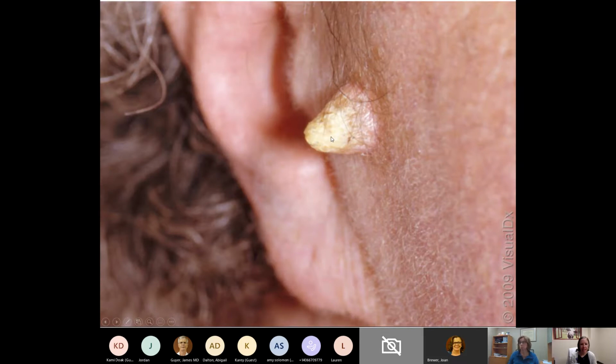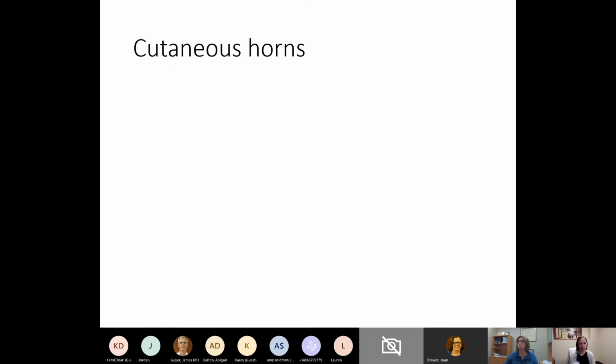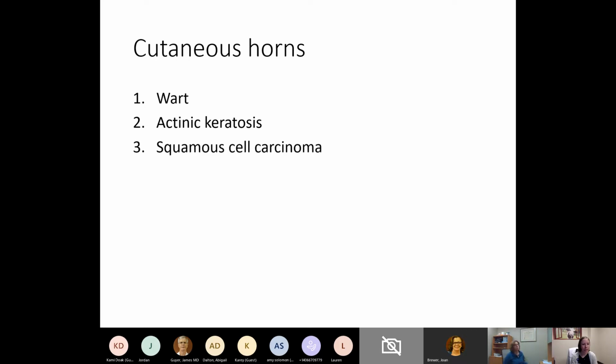It's made of really thick keratin. Sometimes they can be quite large, and I've seen multiple on someone's back. But the real danger is what's making the horn and what's underneath the horn right there. And so there are three things that live underneath the horn or make a horn. The first and most common is just a wart. Sometimes they just become really thick and raised. The second is an actinic keratosis, or a pre-skin cancer that can turn into a squamous cell. And then lastly would be a squamous cell skin cancer.